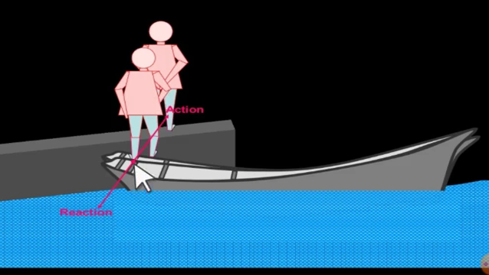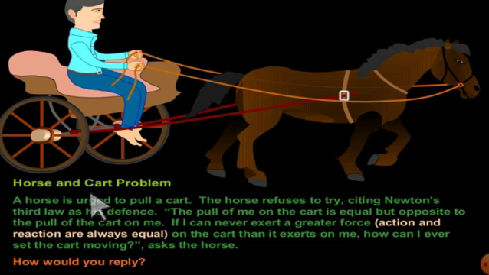How? If you are jumping forward, that will be the action. Due to that action, the reaction will be along this direction. That means because of your jumping forward, your boat will move backward, okay? So likewise you can also think of it in that way.